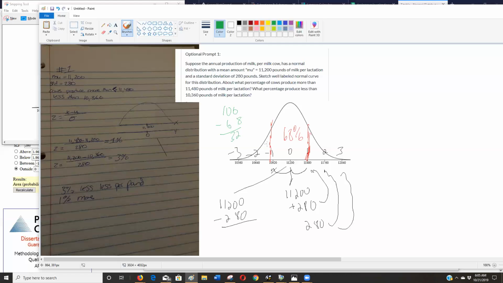Well, since these are symmetric distributions, half of it's down here and half of it's up here. So half of 32 is 16. So there's 16% below 1 standard deviation, and there's 16% above 1 standard deviation. So it's 16%. What percent of cows produce more than 11,480? 16% of them do.